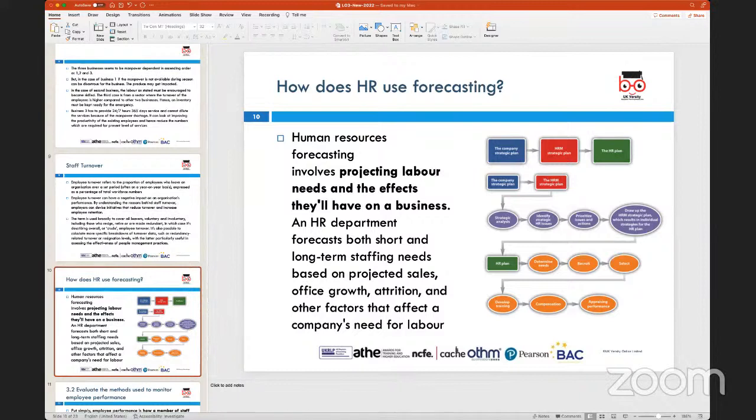And this forecasting is done by the HR department, HR manager, or somebody who's the HR officer within the organization, depending on the scale and size of the organization. And this would be looking at managing the resource requirement vis-a-vis the capability which the organization needs to have to be able to achieve the objectives at the end of the year.